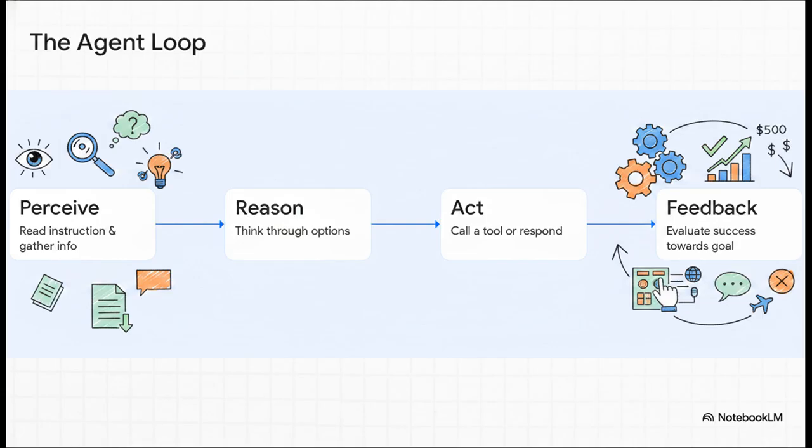And fourth, feedback. It evaluates the result. So let's say you ask it to book a flight from New York to London for under $500. It perceives that goal, reasons it needs to search an airline database, acts by running that search, and then looks at the feedback. Are those flights actually under budget? If not, the loop just repeats until it nails the goal.